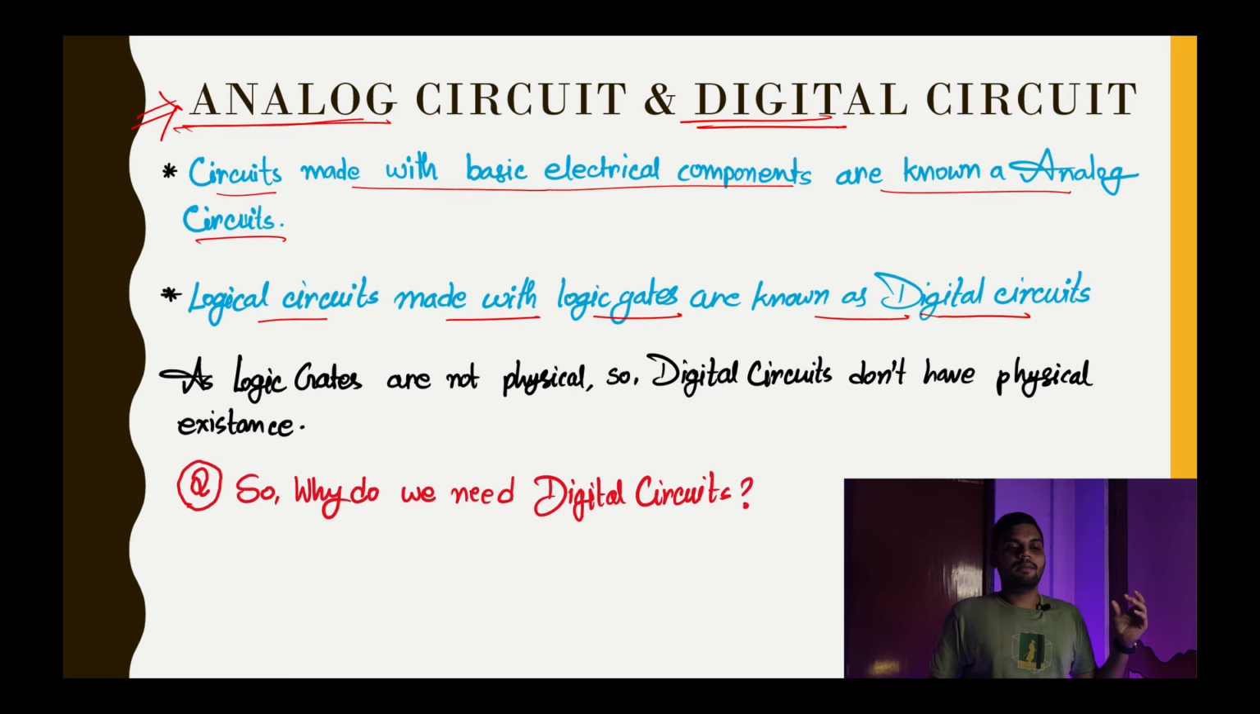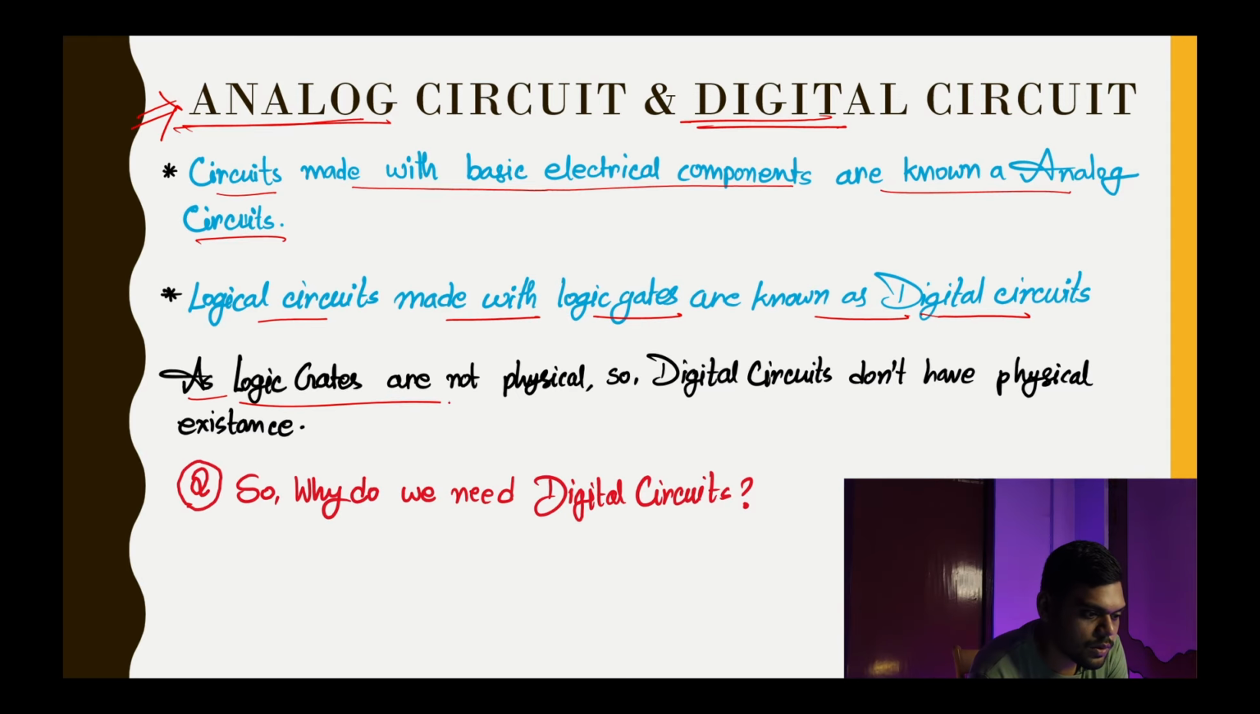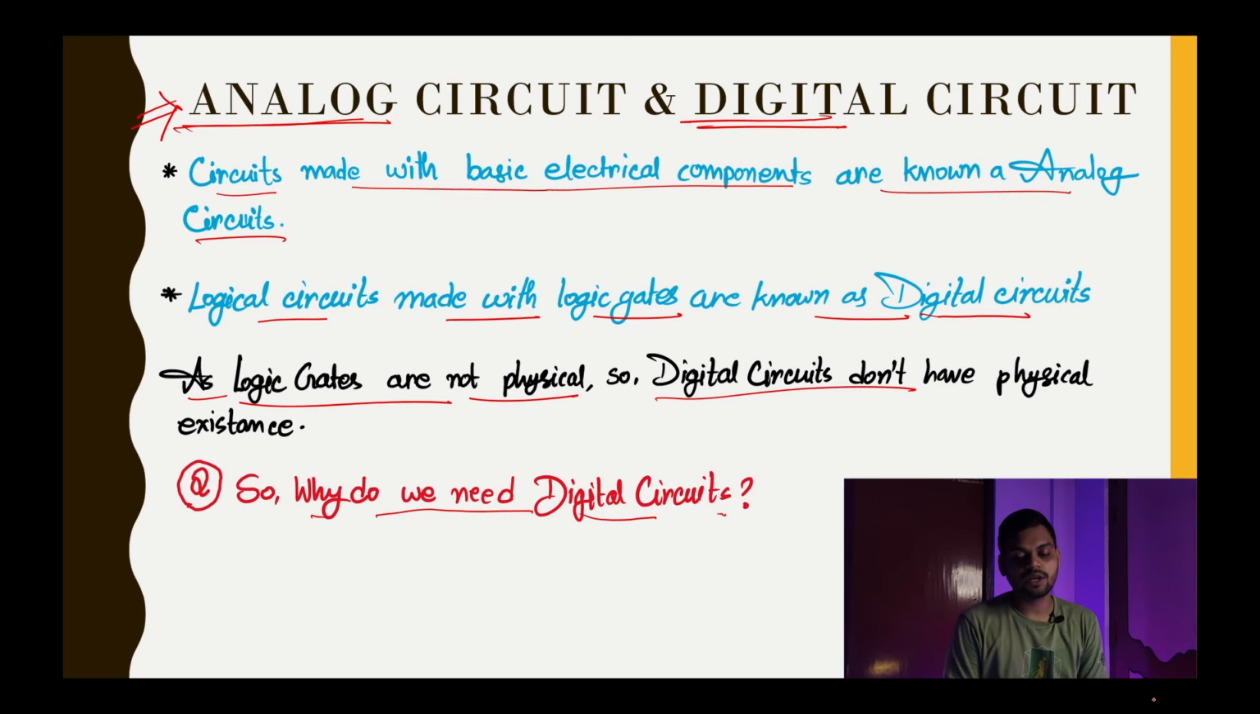Okay, but analog circuits are real circuits we use in day-to-day lives. Now the question is, logic gates are not physical, so digital circuits don't have physical existence, as we have talked about. So why do we need digital circuits? Okay, now this is a crucial point. Why do we need digital circuits?